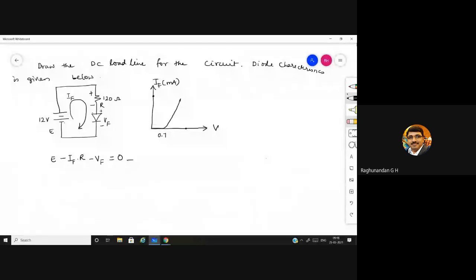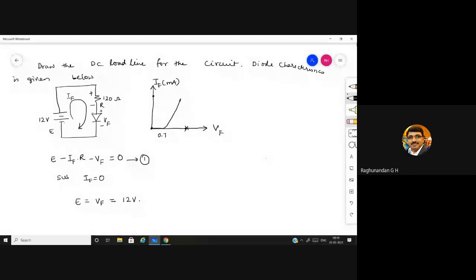After obtaining this equation, let us take it as equation 1, and we need to find this voltage as well as this current. This is nothing but VF only. Now substitute IF equal to 0. To get this point, you can just look, the y-axis value is 0. So that's why we apply IF equal to 0 in the above equation. When you substitute IF equal to 0, E will be equal to VF. That means your VF value will be 12 volt.